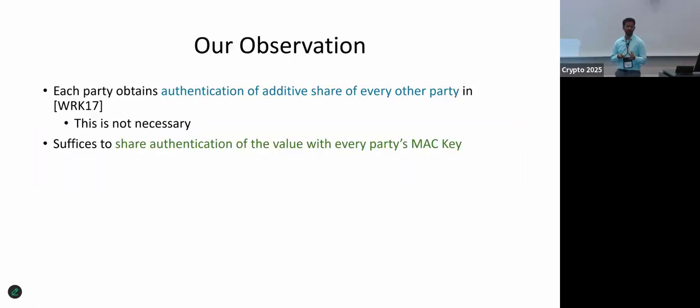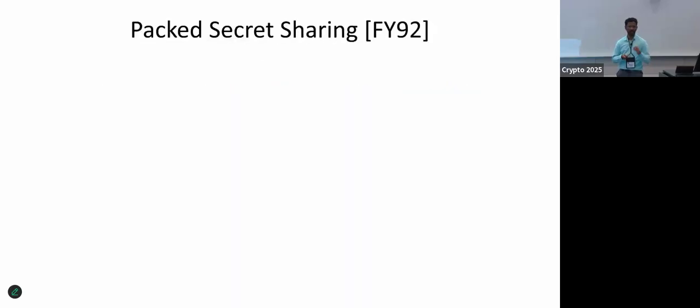Now, in our protocol, we observe that the WRK construction obtains an authentication of additive shares of every other party's secret. We observe that this is not necessary. And in order to prevent the adversary from flipping the masked value, it suffices for parties to just hold shares of authentication of the value with every party's MAC key. I know this is a mouthful, but it will become clear with the visual representations in a couple of slides. But this observation of ours paves the way to construct a scheme with PAC secret sharing.